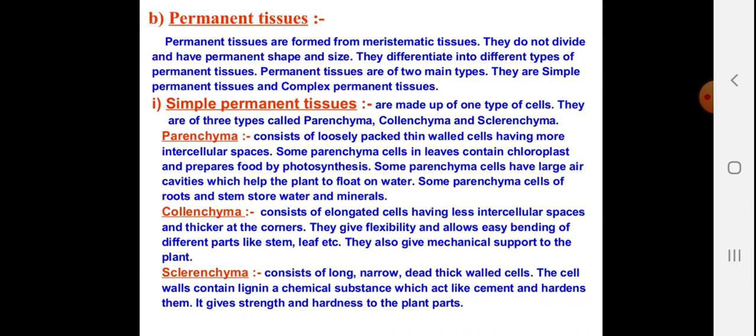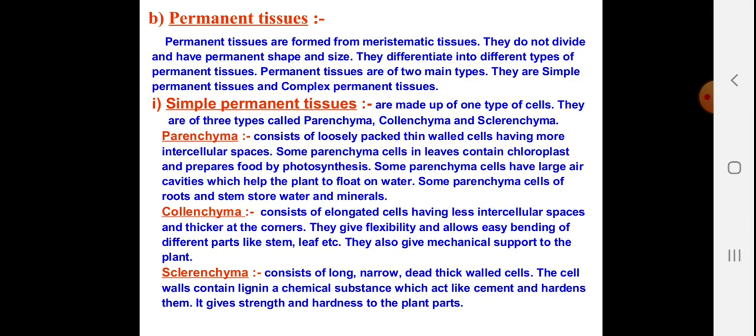Some parenchyma cells have large air cavities like air bubbles which help the plant to float on the water. Just imagine the plants which float on water like lilies and the lotus leaf. They float on water because they have airy sac-like structures in those parenchymas. Some parenchyma cells of roots and stem store water and minerals.